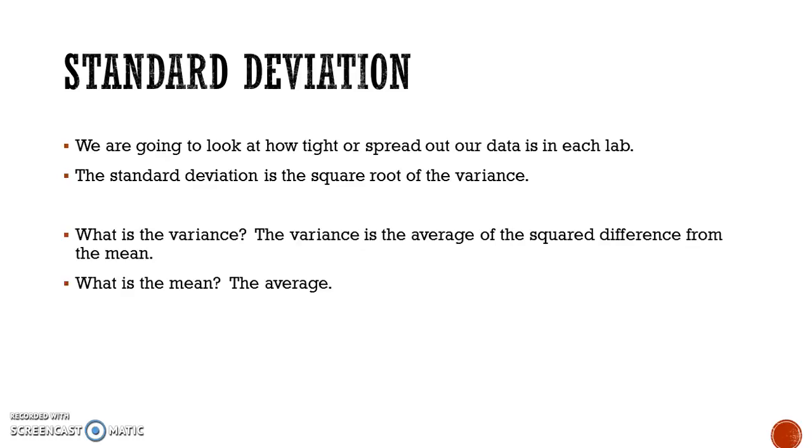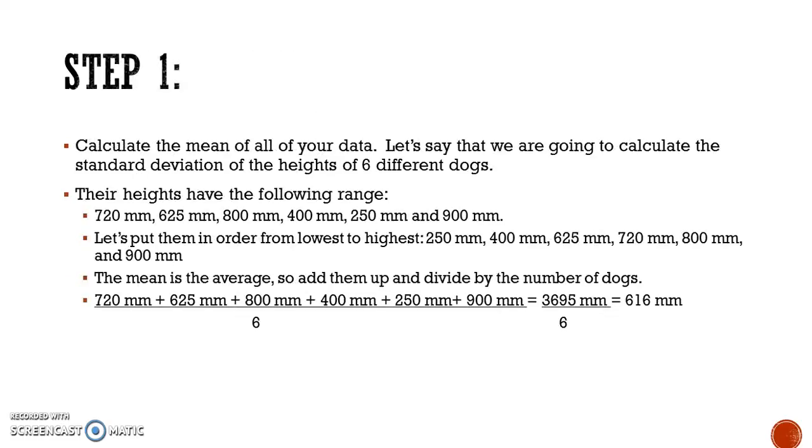And what is the mean? The average. Well, okay, so how do we go about doing standard deviation? First thing you need to do is calculate the mean of all your data. So you're going to calculate the average by adding everything up and dividing it by the number of things that you added.